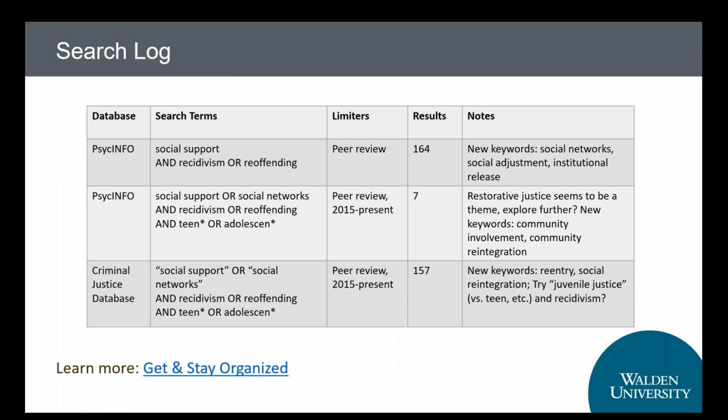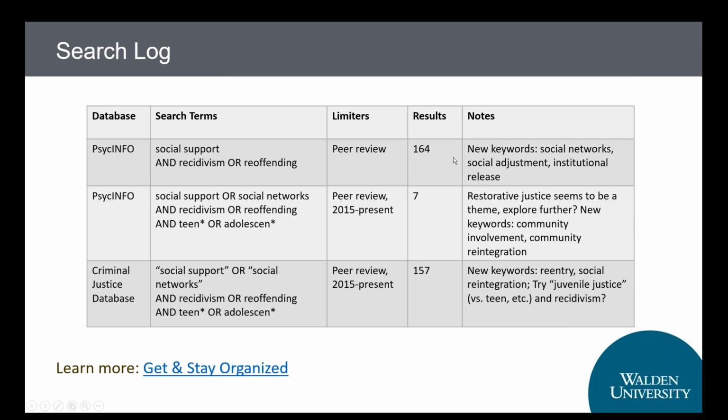So what does a search log look like? Well, this is essentially it. It has 5 columns and you set it up in Excel. It's a simple Excel sheet. And so on the far left, you put the database title. So I could replicate all of these searches. I would go to PsycInfo and I would put in social support in the first search box, recidivism or reoffending in the second search box. They limited only to peer review and they had 164 results.